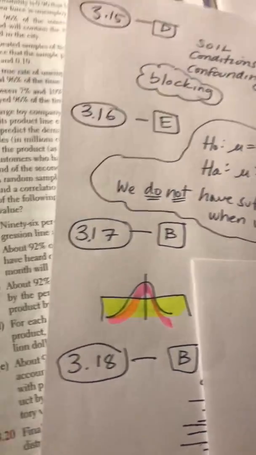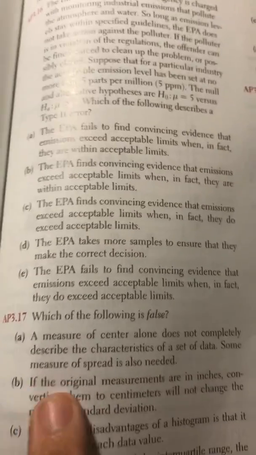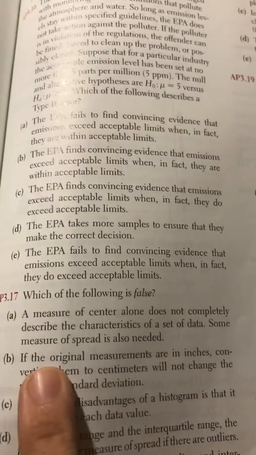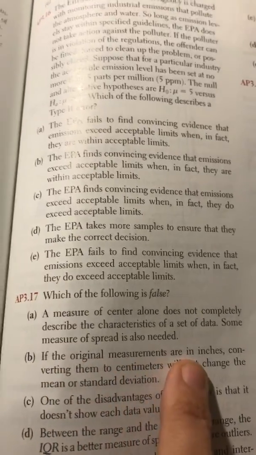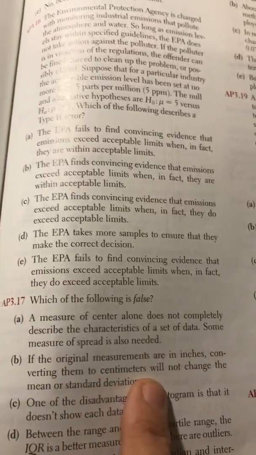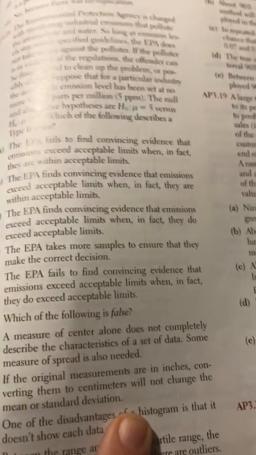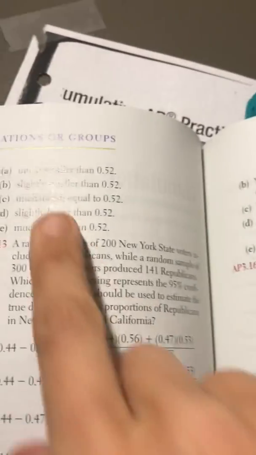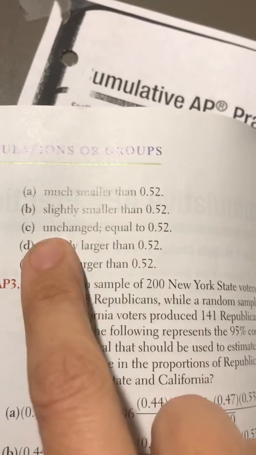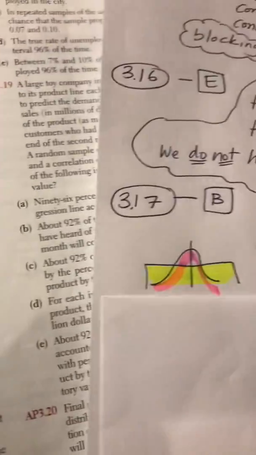Okay, now looking at B, it feels like this relates to a question we've already had. If the original measurements are in inches, converting them to centimeters will not change the mean or standard deviation. I can't help but going back to a problem I already talked about. The part that's unchanged when you change units is R. But when you change units, you definitely change mu. And let's think about that.